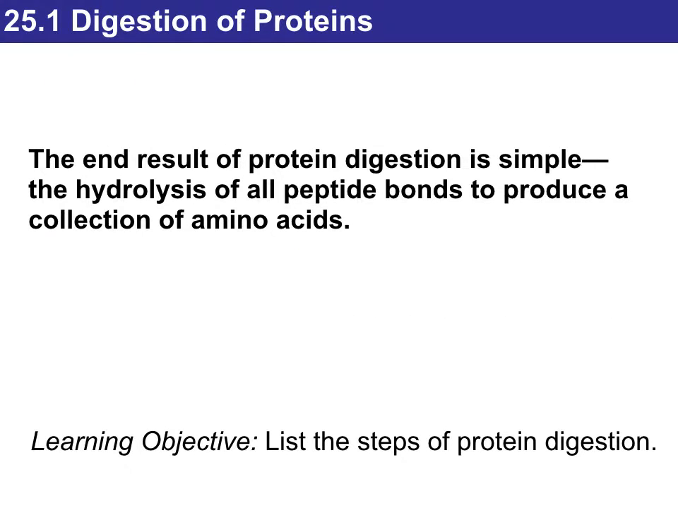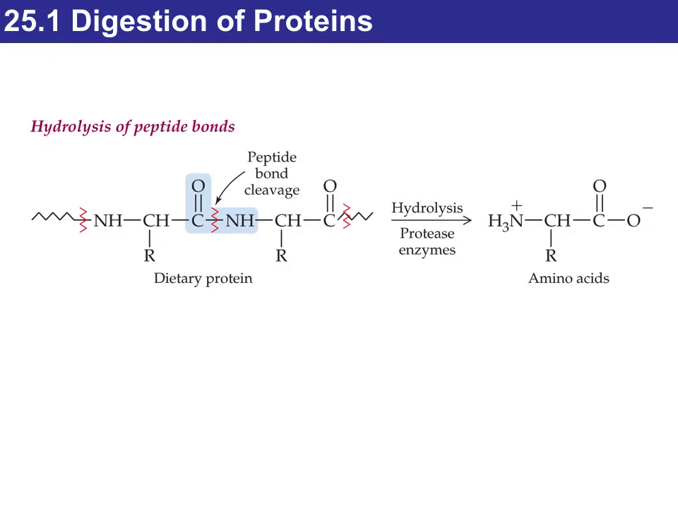So what we need to see is that the digestion of protein involves the hydrolysis of all the peptide bonds that link all the amino acids, and that will give you a pool or a collection of amino acids. Just showing you here hydrolysis of the peptide bonds. So there's a cleavage and it's going to release free amino acids.